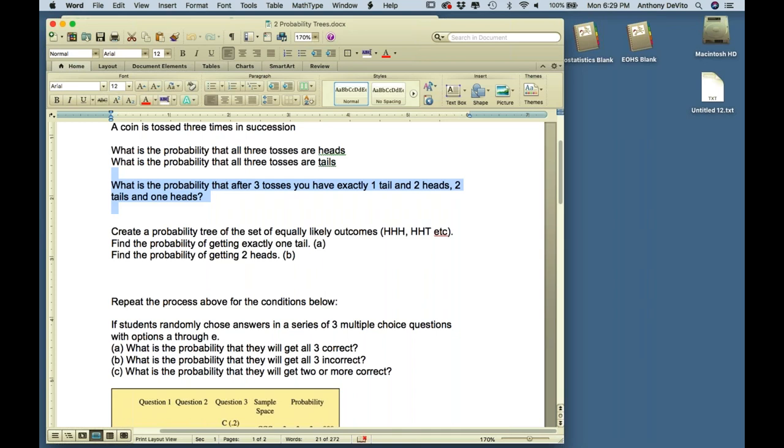It could be heads, tails, heads. It could be tails, heads, heads. It could be heads, heads, tails, right? There's several ways that you can get that outcome, right? So this gets a little bit more complicated. So what we're going to do now is sketch out what the probabilities are and how many different kinds of outcomes that we might have.